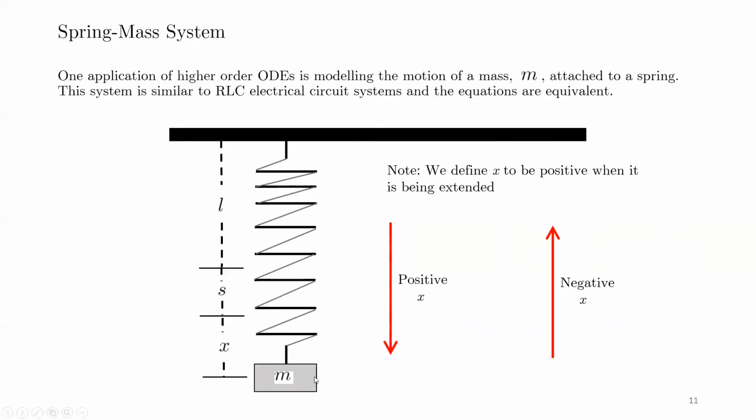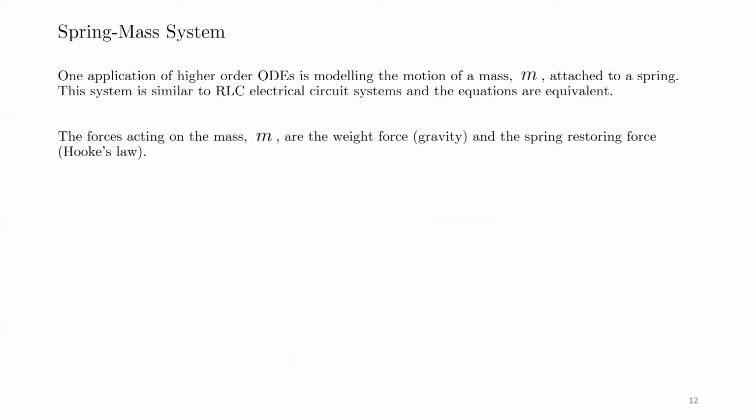So this spring we may extend it here, and then it will, obviously due to the force of the spring, bounce back up here, so it may come past its natural length. And then X will be negative. So now the forces acting. There's a little bit of a physics slant to the lecture today, but the forces acting on this system, on the mass, are the weight force due to gravity and the spring restoring force, which, if you've taken any high school or first year physics class, you know is governed by something called Hooke's law.